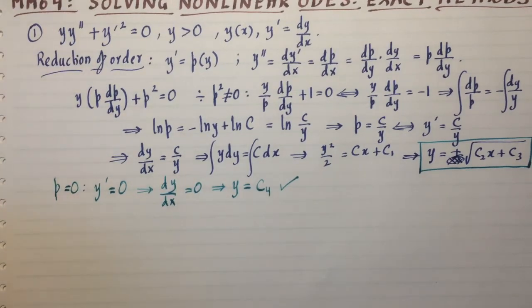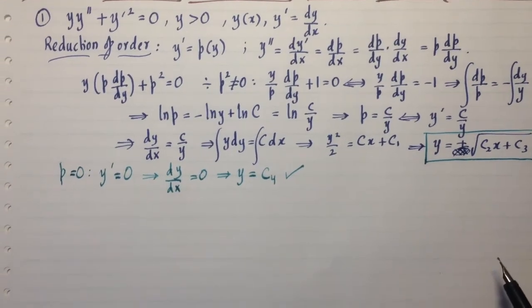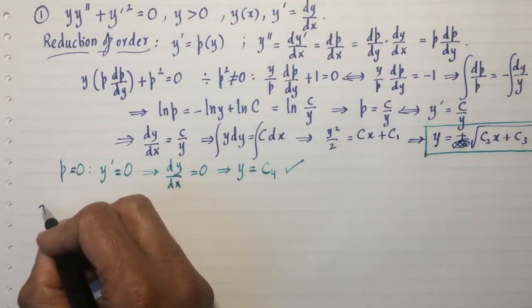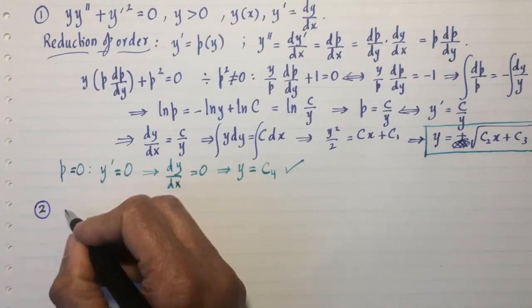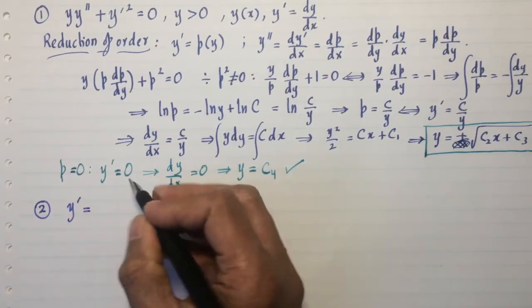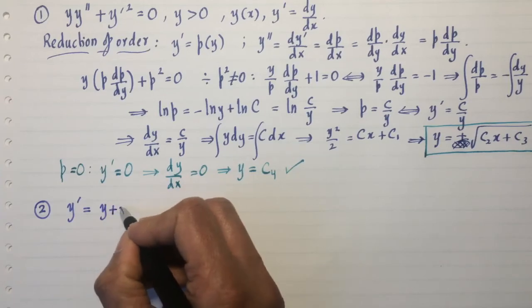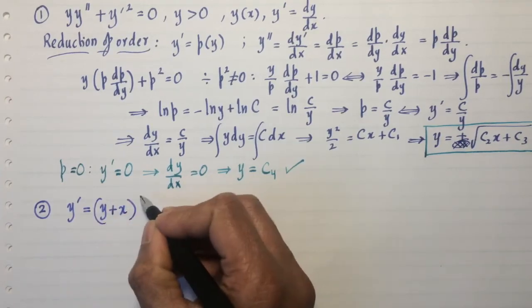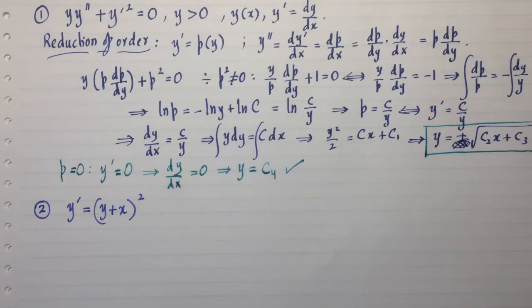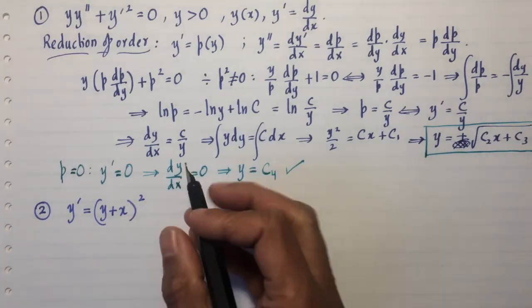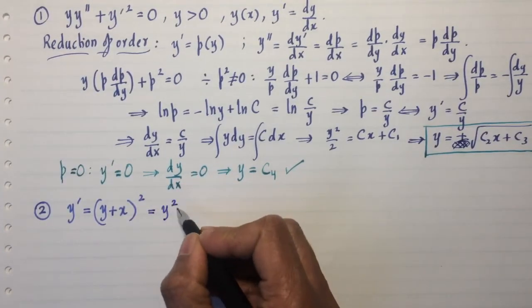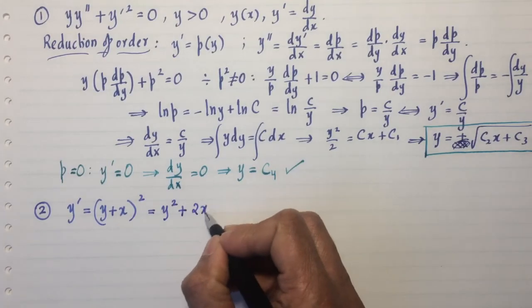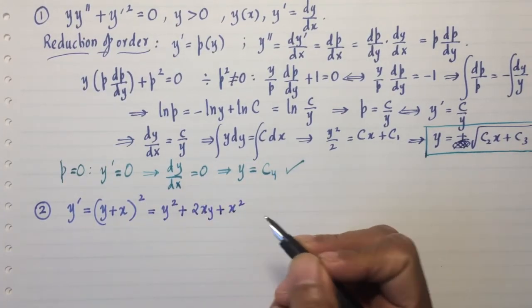A second technique, and another important technique of solving a nonlinear differential equation, is the method of separation of variables, which you have encountered in other contexts, like partial differential equations, for example. So suppose I have something like this: y prime equals (y plus x) squared. This is another nonlinear differential equation due to the presence of y squared. In fact, if you expand this out, you're going to get y squared plus 2xy plus x squared.